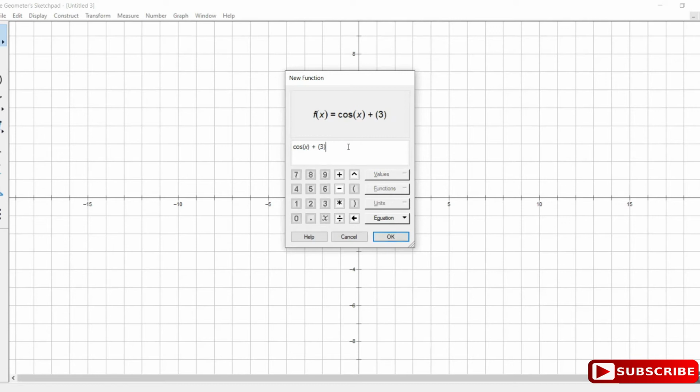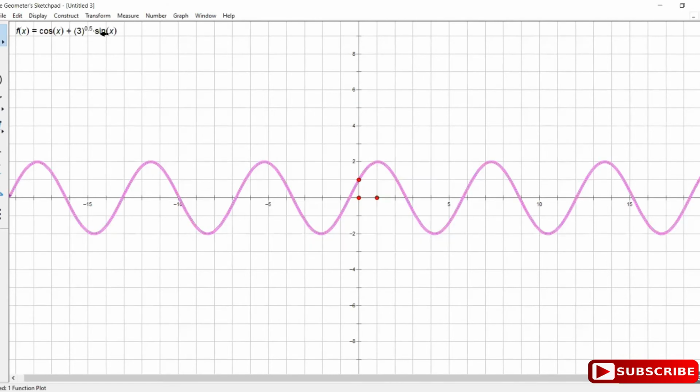All right, how can I get in root 3 now? Cos x plus root 3 sine x. I really want to get that root 3 there. All right, this should about do it. Yes, so there we finally get it. So this is cos x plus root 3 sine x.